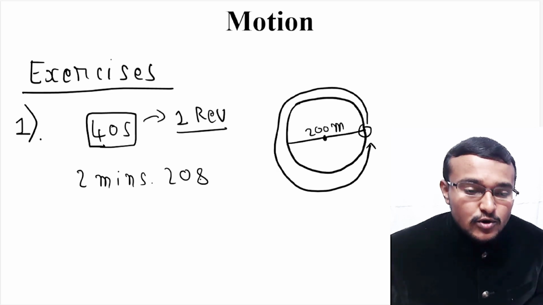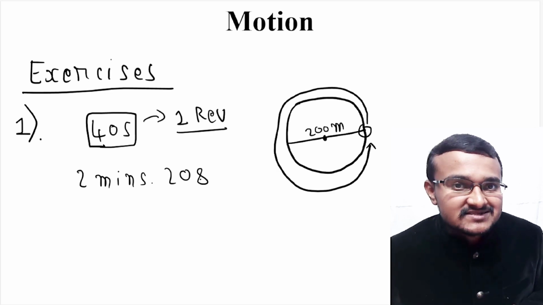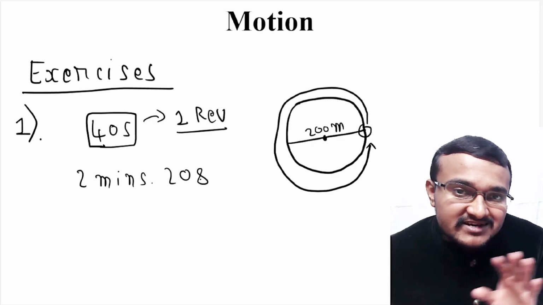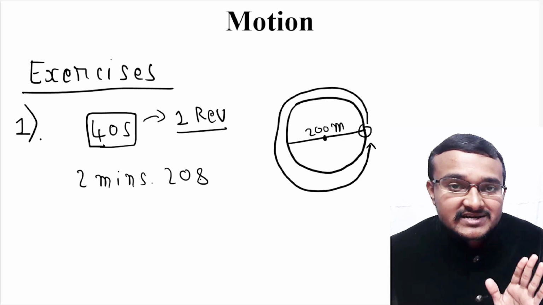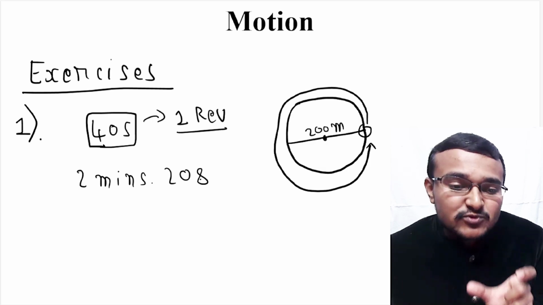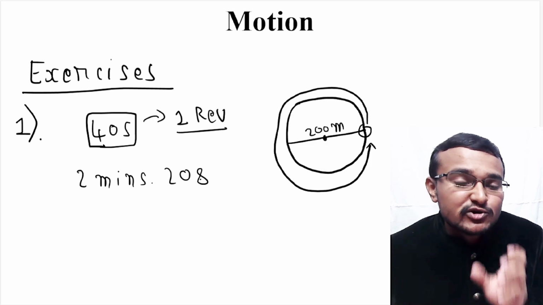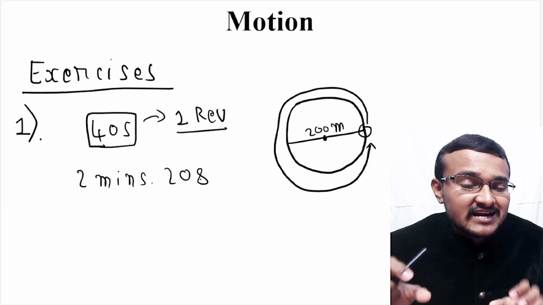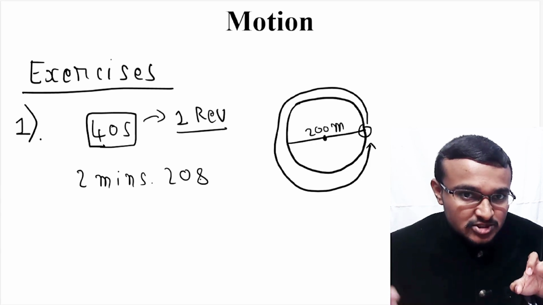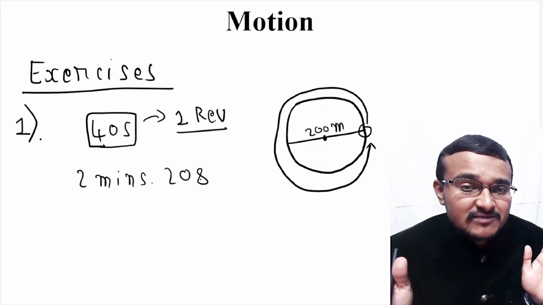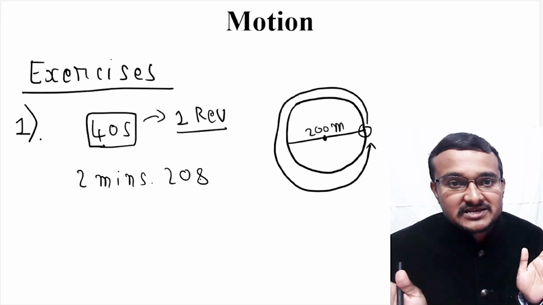Now, what do you mean by distance? Distance is independent of direction. However much distance he has traveled in that time will be your total distance. If you want to calculate the displacement, only the initial position and the final position matter. The shortest distance between the initial position and final position will be your displacement.